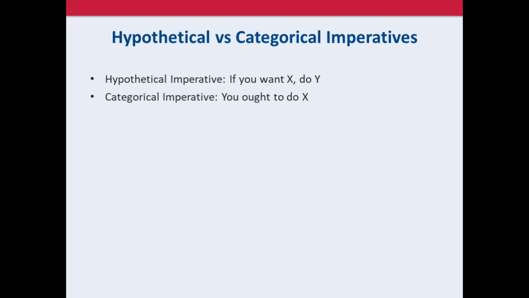Kant distinguishes between two types of rules called imperatives. Hypothetical imperatives depend on personal goals. For example, if you want to pass an exam, you should study. The rule only applies if you want that goal. Categorical imperatives are different. They apply to everyone regardless of personal desires.